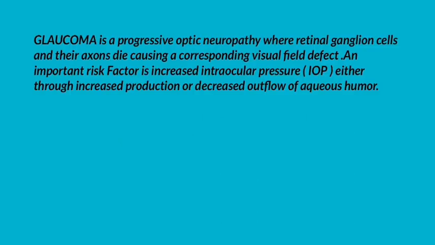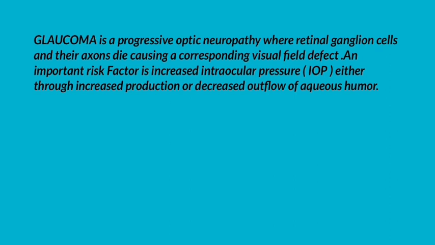In this presentation, I'm going to talk about glaucoma. Glaucoma Part 2. Glaucoma is a progressive optic neuropathy where retinal ganglion cells and their axons die, causing a corresponding visual field defect.